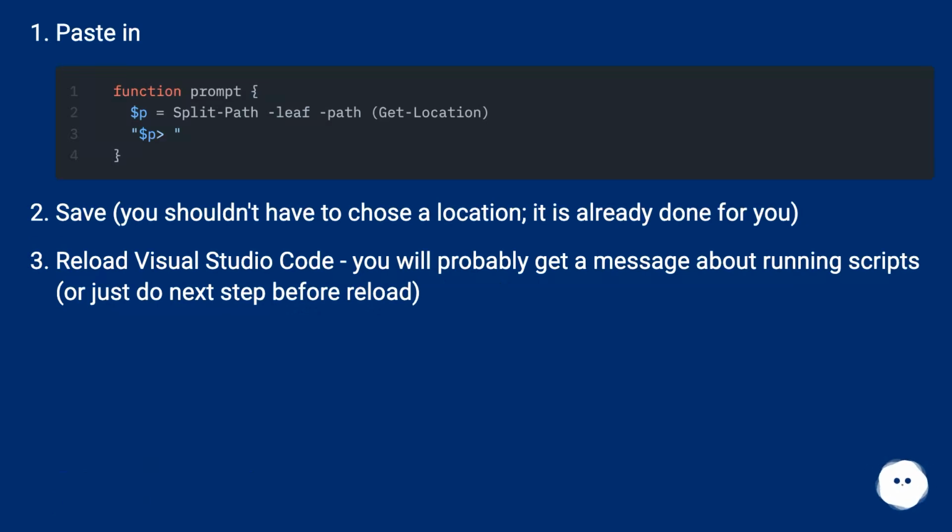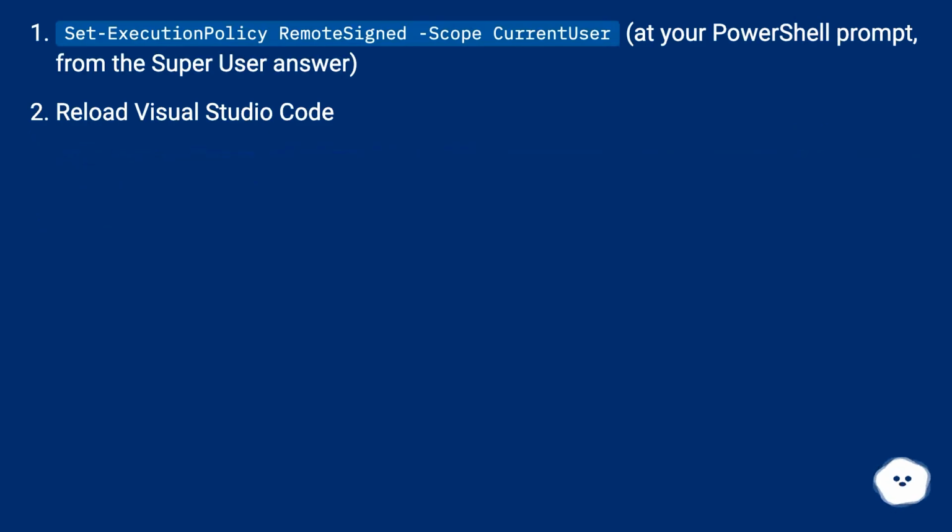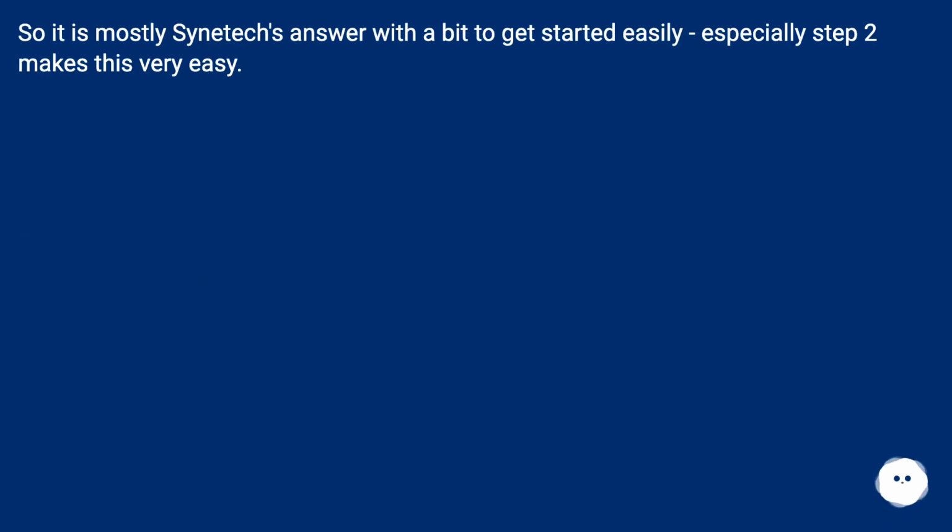Reload Visual Studio Code. You will probably get a message about running scripts, or just do the next step before reload. Set-ExecutionPolicy RemoteSigned -Scope CurrentUser at your PowerShell prompt, from the SuperUser answer. Reload Visual Studio Code. So it is mostly Cinetec's answer with a bit to get started easily, especially step 2 makes this very easy.